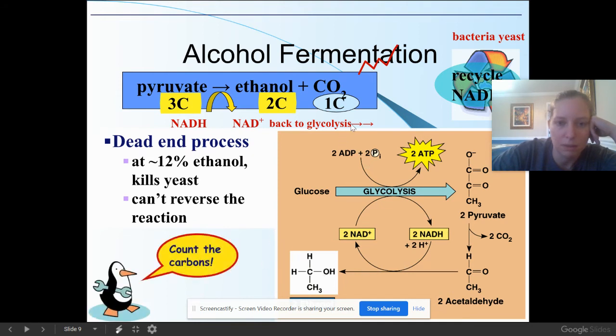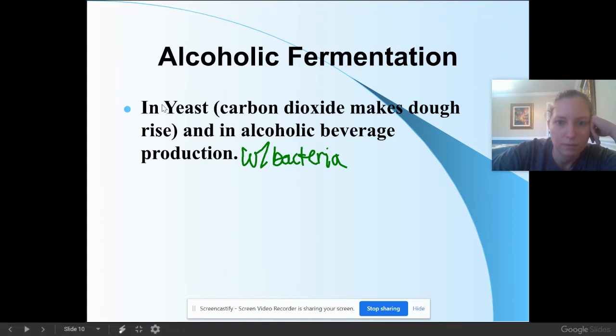But always remember, we have conservation of mass here. Our pyruvate molecule has 3 carbons, ethanol only has 2. That third carbon got released as carbon dioxide. You can see this process in yeast because the carbon dioxide is what makes the bubbles in bread and makes the carbonation in some alcoholic beverages, although bacteria are also involved in that process.